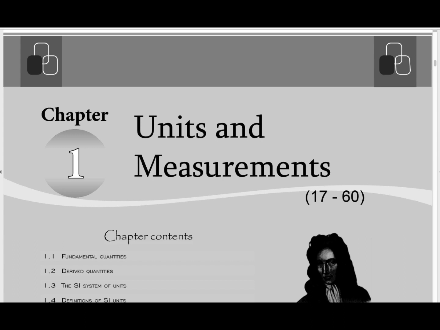So right from today we are going to start a new series for 11th class, and we will discuss the whole physics of this 11th class through this YouTube channel. And today we will start from chapter number 1, that is units and measurement.